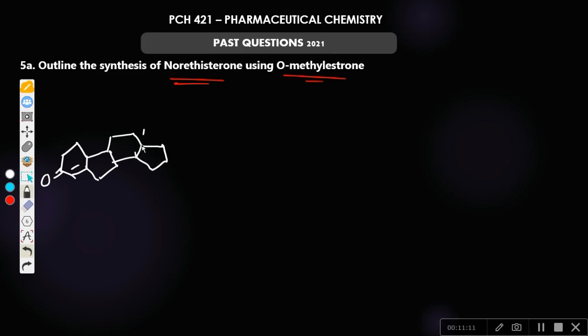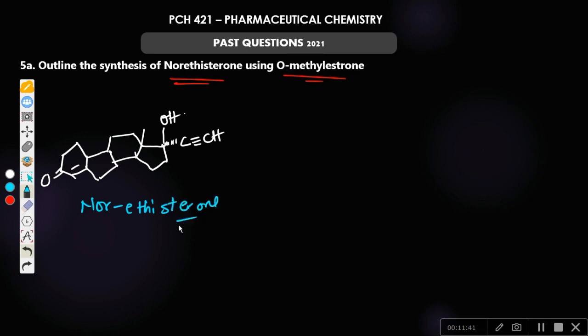At position number 19, you don't have any CH3, so it means you will not be having any bond here at this position. Then, according to what we said earlier, you are going to have C triple bond CH, right? And then at this position, what are you going to have? OH. We want to synthesize this compound, which is norethisterone.